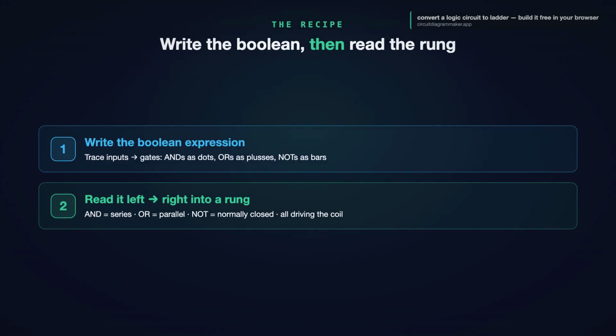Step 2. Read that expression left to right into a single rung. Every AND, put those contacts in series. Every OR, split them into parallel branches. Every NOT, make that contact normally closed. And the whole expression drives the coil.